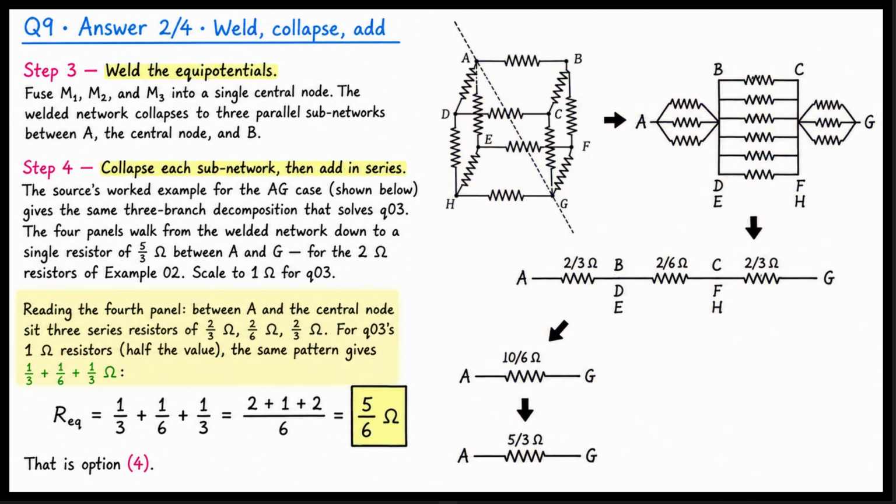For our 1 ohm skeleton, the same pattern gives 1/3, 1/6, 1/3 of an ohm. Adding them in series. 1/3 plus 1/6 plus 1/3 equals 2 plus 1 plus 2 over 6, giving 5/6 of an ohm. That is option 4.